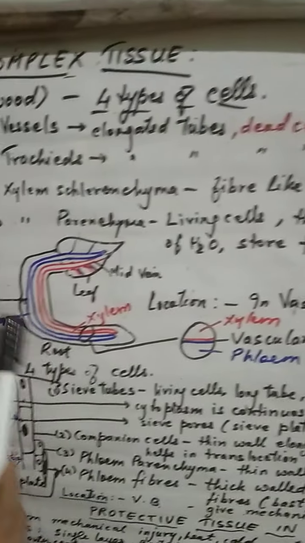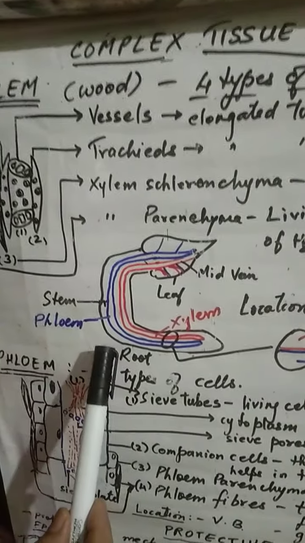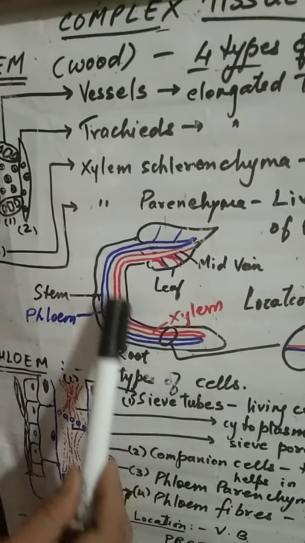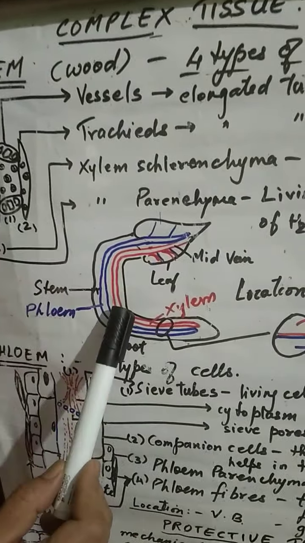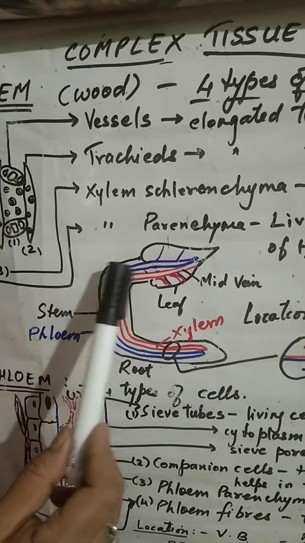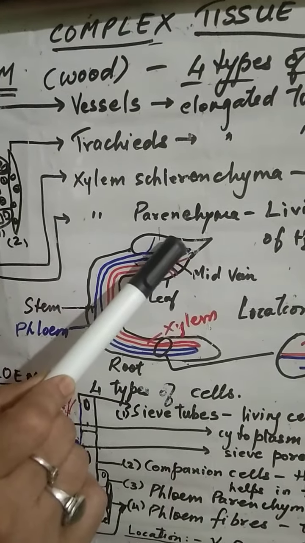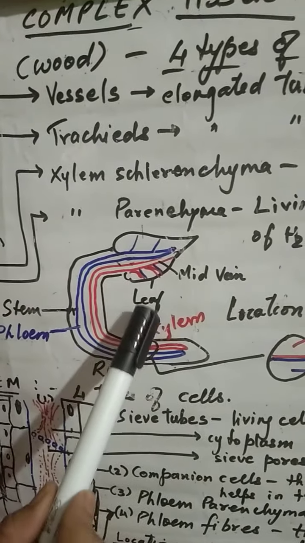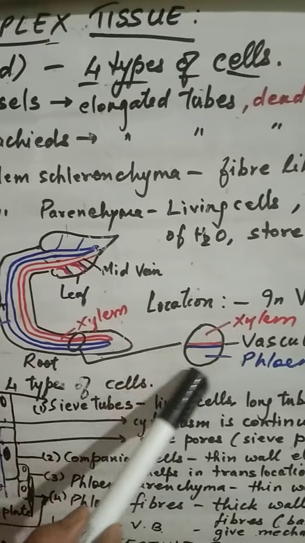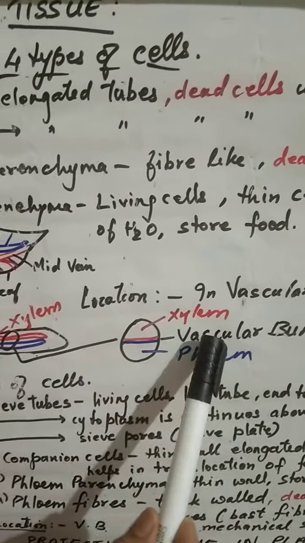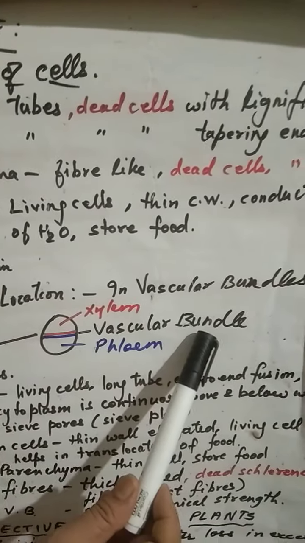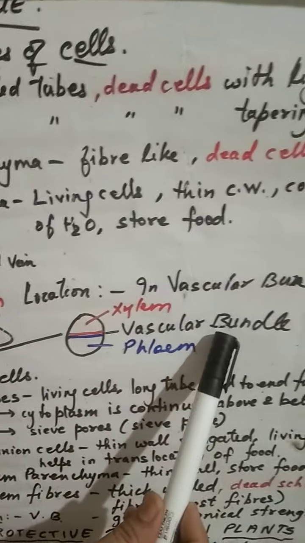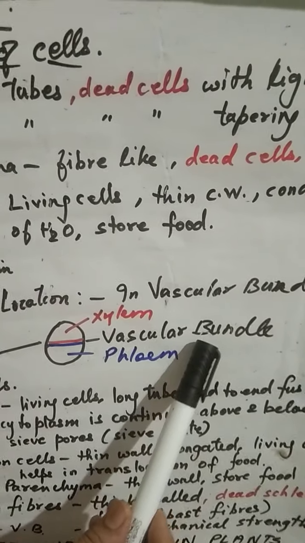So if you see a full plant body, you will be able to see the red color is xylem, which runs from the root to the tip of the leaves. And the blue color which is shown is phloem, which starts from the leaves and ends at the root. Both the xylem and phloem, which are present together, are called a vascular bundle. So where are xylem and phloem located? They are located inside the vascular bundle.